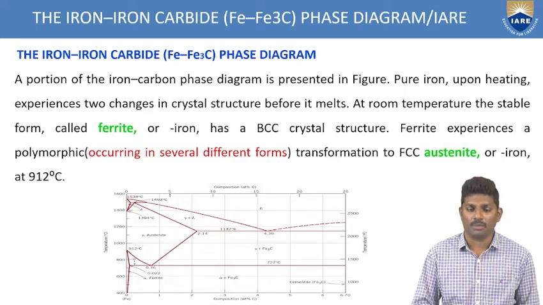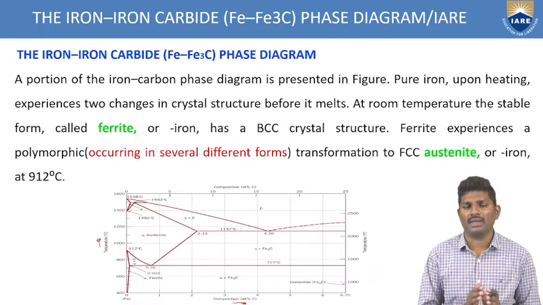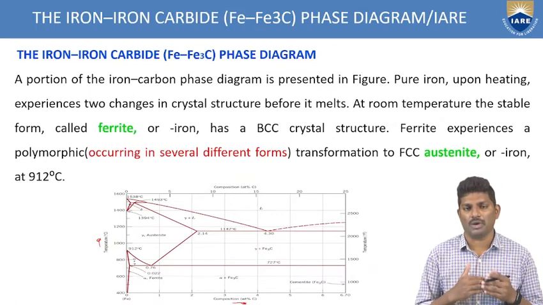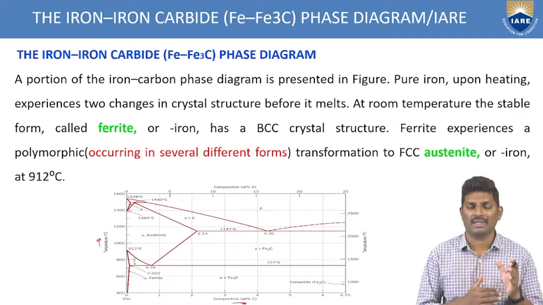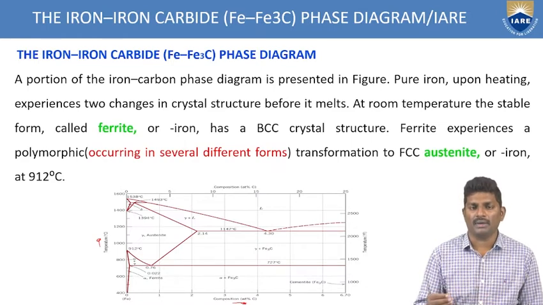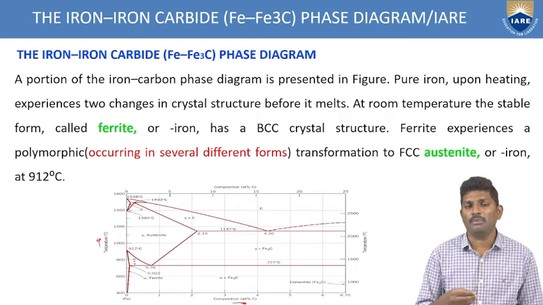Here, again, we have the x-axis as the composition axis, and the y-axis represents the temperature. While drawing any phase diagram, this rule we have to follow: the x-axis represents the composition, and the y-axis represents the temperature. Depending upon the components, we give the weight percentage, and at any point, the total should be 100.